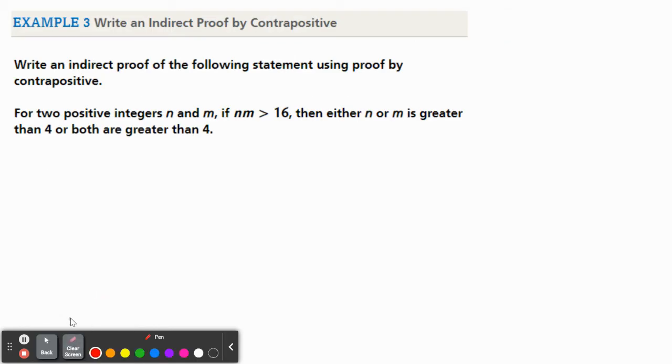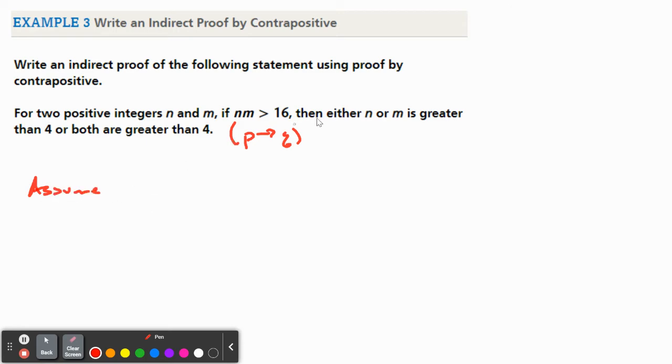All right, so let's take a look at this proof here. It says, write an indirect proof of the following statement using proof by contrapositive. It says, for two positive integers n and m, if n times m is greater than 16, then either n or m is greater than 4, or both are greater than 4. So again, this is your conditional. So we're going to assume not Q.